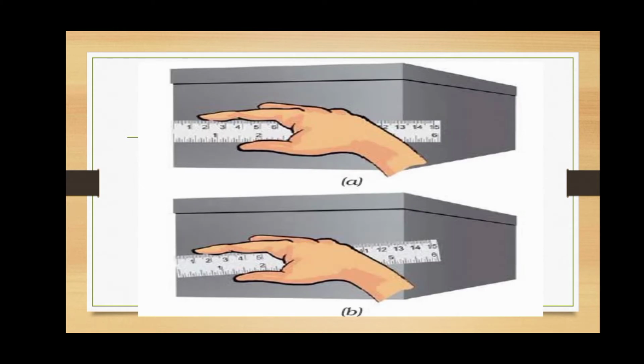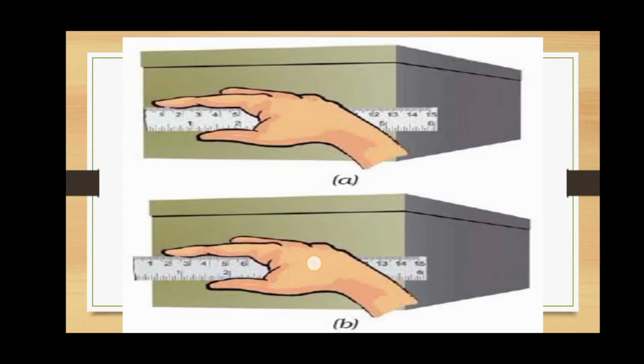Place the scale in contact with the object along its length as shown in the figure. The second one: in some cases the ends may be broken. You may not be able to see the zero mark clearly. In such cases, you should avoid taking measurements from the zero mark of the scale. You can use any other full mark of the scale, say 1 centimeter. Then you must subtract the reading of this mark from the reading at the other end.